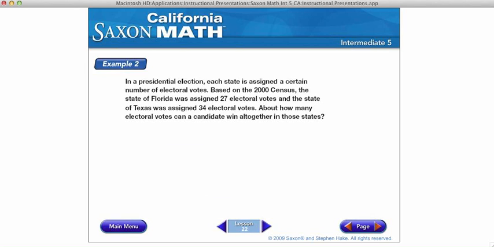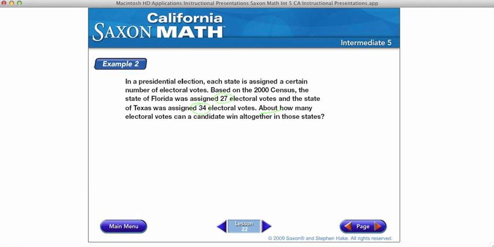Okay, in a presidential election, hey, we have one of those coming up soon, each state is assigned a certain number of electoral votes. Hey, we talked about that too. Based on the 2000 census, the state of Florida was assigned 27 electoral votes, and the state of Texas was assigned 34 electoral votes. About how many electoral votes can a candidate win altogether in those states?